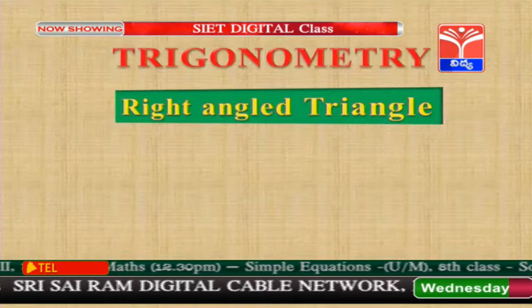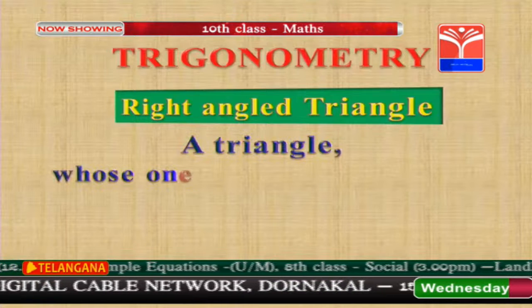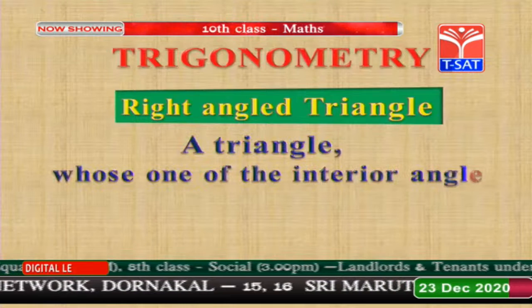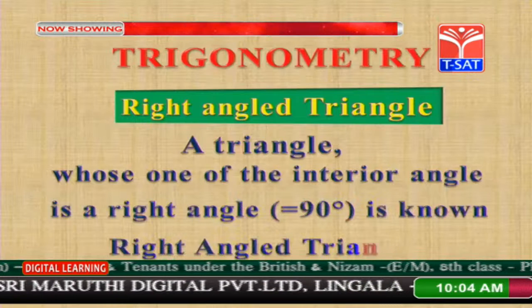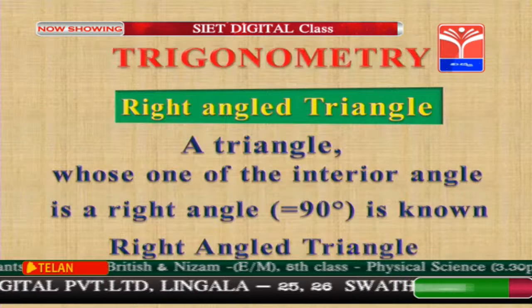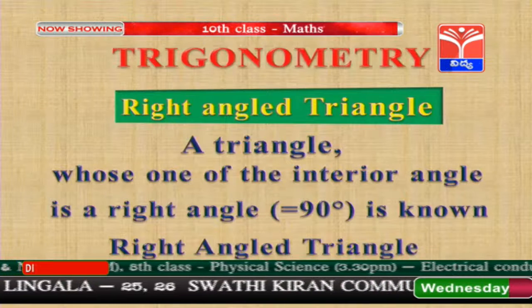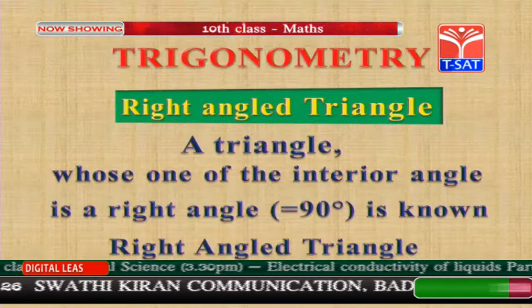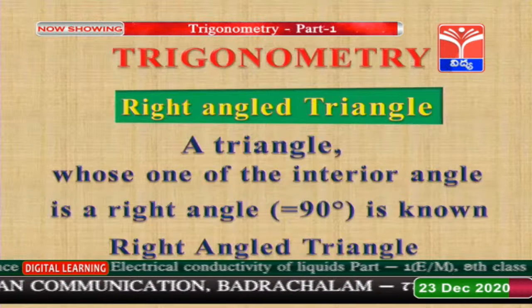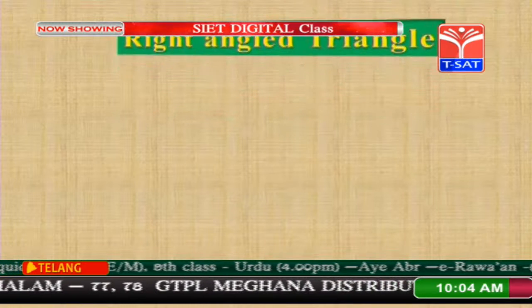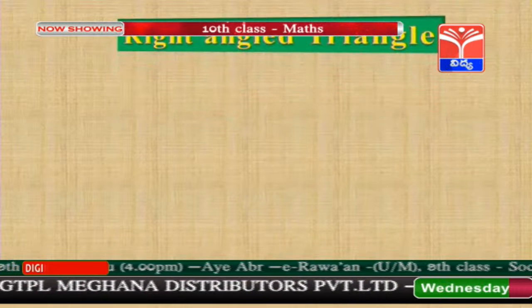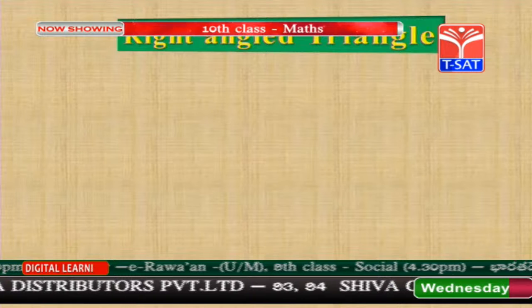But what is a right triangle? A right triangle means it is a triangle whose one of the interior angles is a right angle, which is equal to 90 degrees. It is known as a right angled triangle, is it not? Now, let us see the diagram or the picture of the right angle.